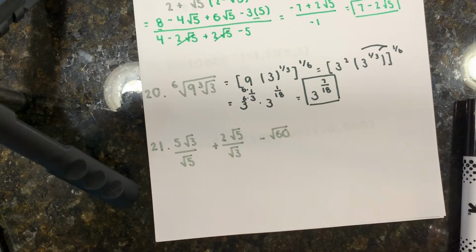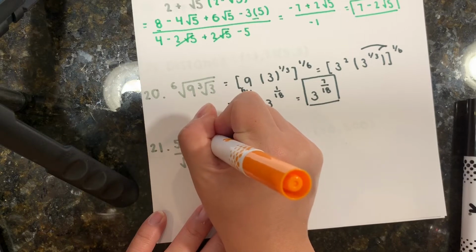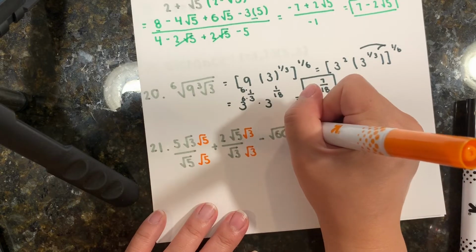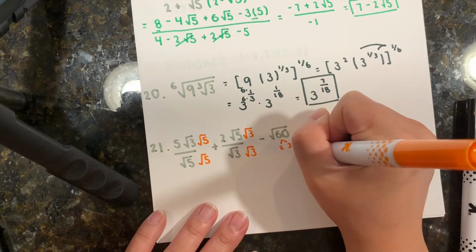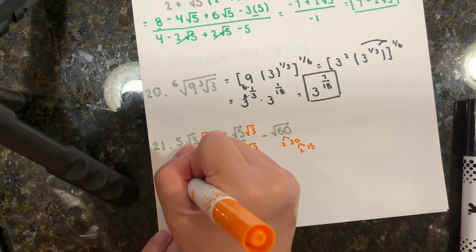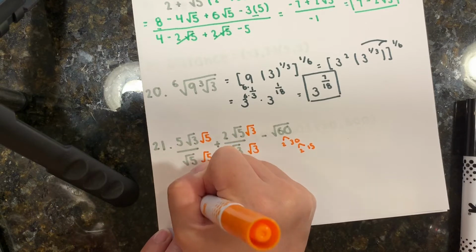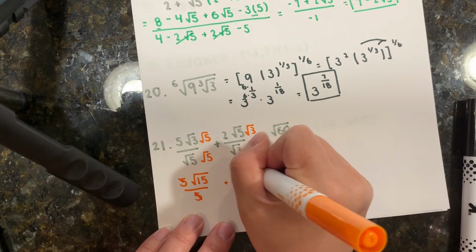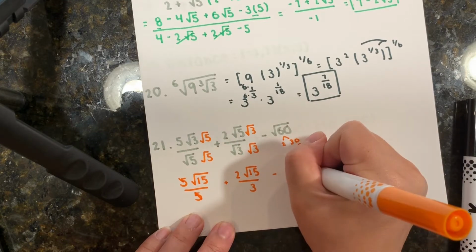Now for number 21, I'm going to try and squeeze this problem in here. So I need to multiply top and bottom by the square root of 5 and the square root of 3, and simplify the square root of 60, which would be 2 root 15. So this simplifies to 5 root 15 over 5, and the 5s would actually cancel. And then 2 root 15 over 3 minus 2 root 15 over 1.